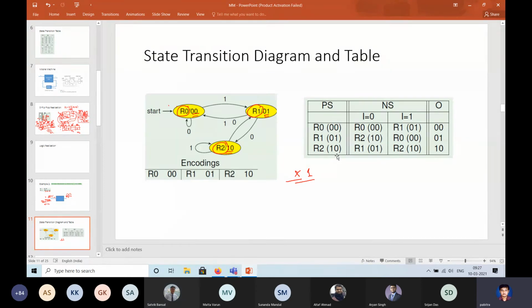So you have 3 states: 00, 01, 10 encodings. These are the present state. These are the next state. So what I want you to do is draw a Karnaugh map for the first bit here, the second bit here: first bit of NS, second bit of NS, first bit of O, second bit of O.